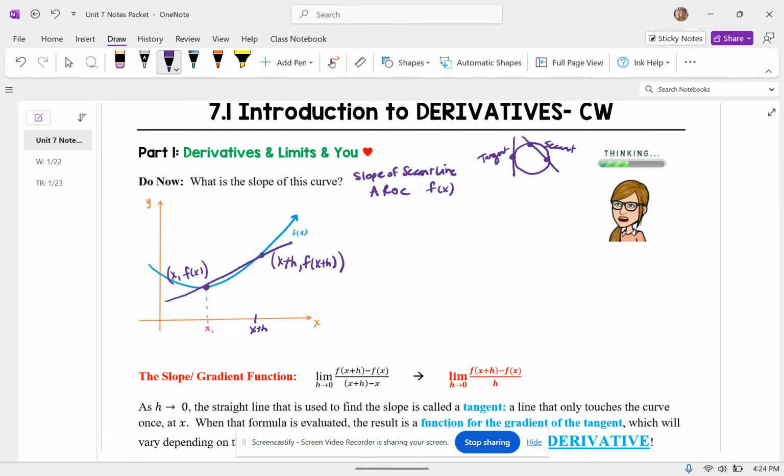And in this case, it is from x1 and x plus h, okay? So I want to do the change in y, so that would be the first thing, right? Minus the first y all over the change in the x's.